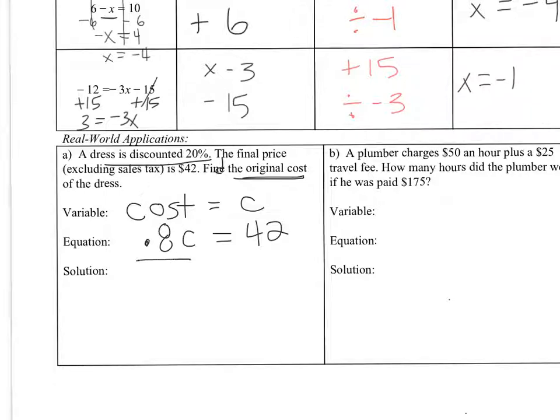So to solve, I'm going to divide both sides by 0.8. So C equals 42 divided by 0.8, which is 52.5, but I want to make sure that I'm writing in money and it makes sense, so $52.50, and I put a money symbol. And that makes sense because the original cost should be more than the discounted price of $42.